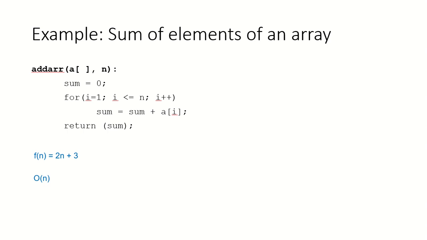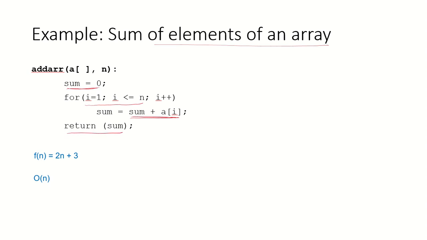Let's take an example of sum of elements of an array. This is the algorithm: sum is initially 0, and we run a loop from 1 to n, where n is the number of elements in the array. At each iteration we add the new element to the original sum, and finally when we are out of the loop we return the sum.